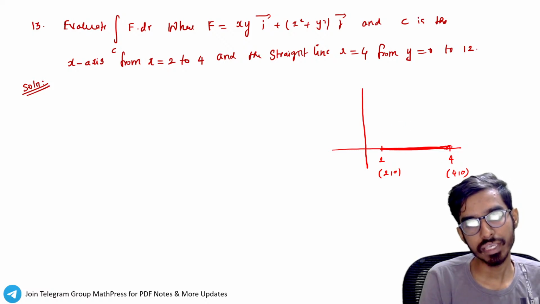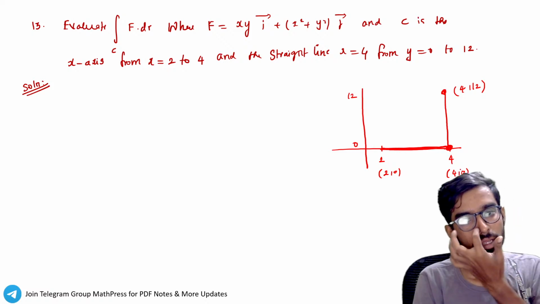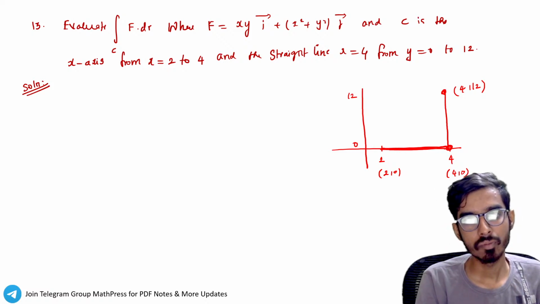The straight line x is equal to 4, from y is equal to 0 to 12. This line will go on and on, but you can stop from 0 to 12. So this point is 12 and this point is 0, therefore this point is 4 comma 12, and this point is 4 comma 0. That's it, so we need to evaluate over this.